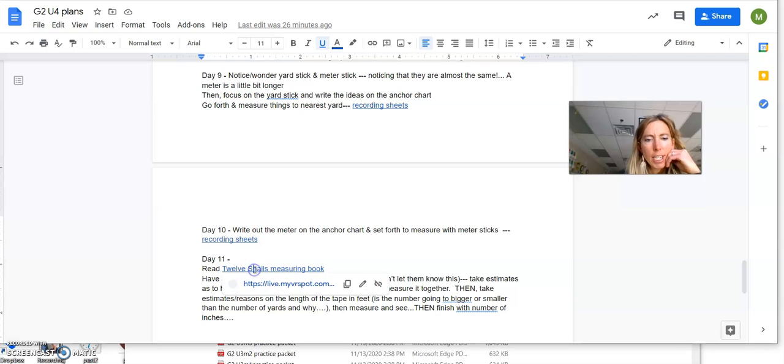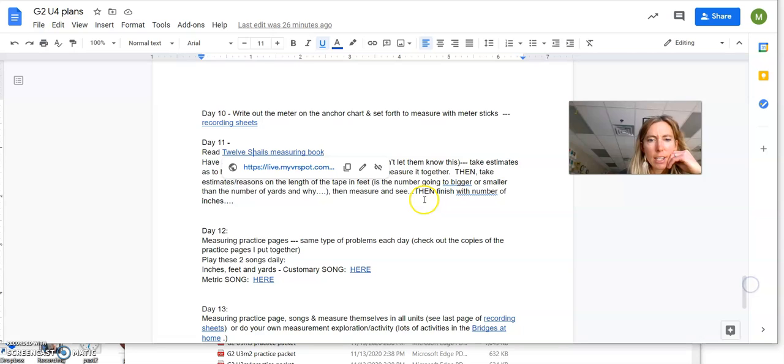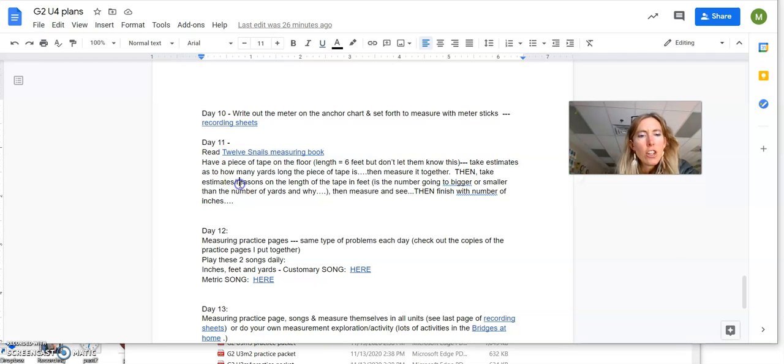And then day 11, there's the 12 snails measuring book that I shared out last year that I thought would still be good. It brings all of those measurement ideas together in inches, inches, feet, and yards. And then you could have a piece of tape on the floor, a mystery piece of tape, and have it be about 6 feet, like exactly 6 feet, but don't tell them this number.